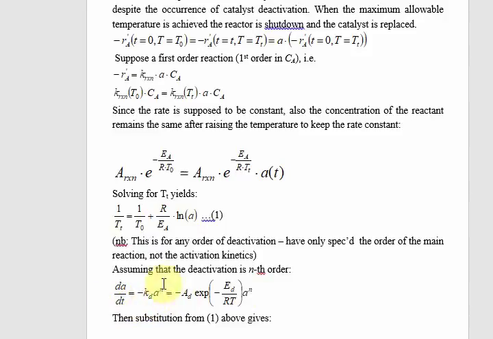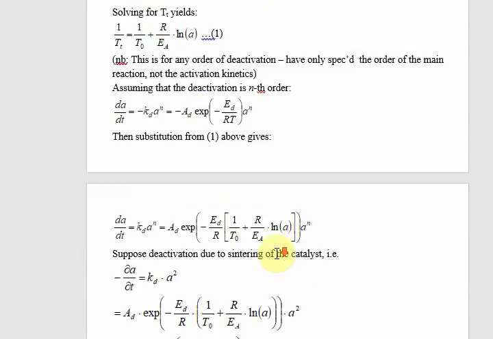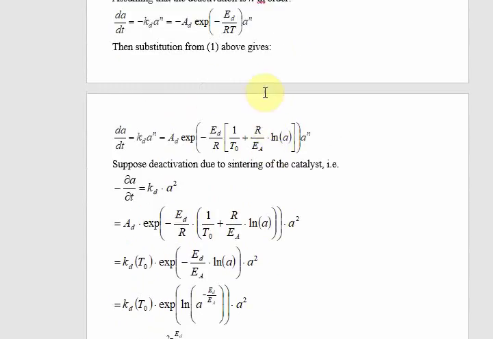So if those are the kinetics for deactivation, then we can expand on this. We can say the deactivation rate constant should follow an Arrhenius expression as well. And so here's the pre-exponential factor and the activation energy and so on. So that's what we have on the catalyst side.